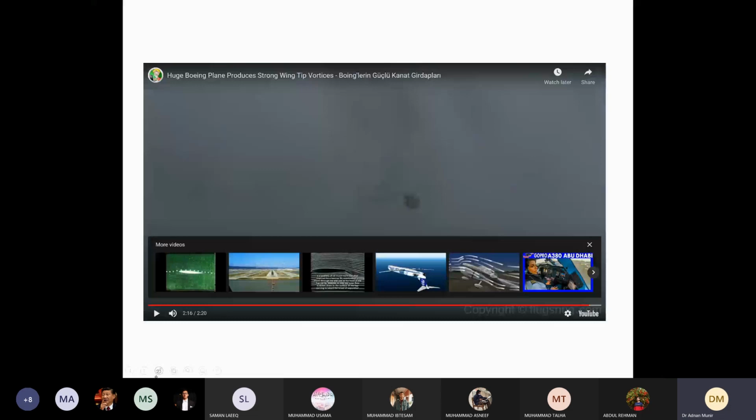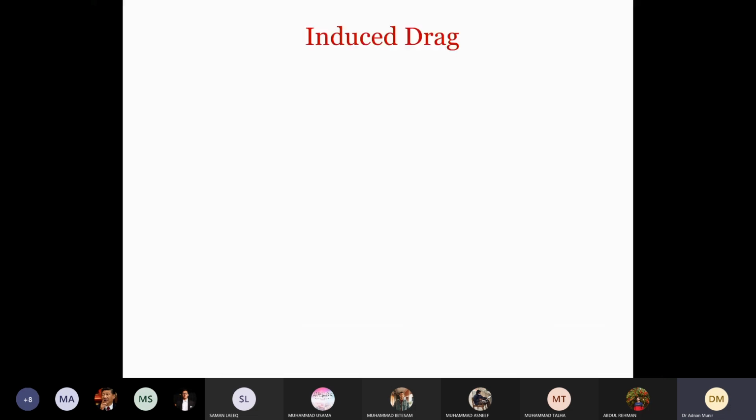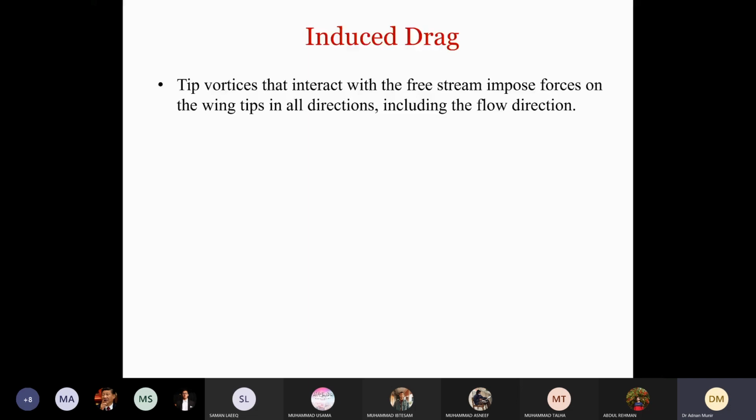So now, what is the effect of these tip vortices? The tip vortices interact with the free stream. So we discussed that we have tip vortices here. So this is incoming flow combining like this, and then we have tip vortices like this. So when these two combine, tip vortices that interact with the free stream impose forces on the wing tips in all directions, including the flow direction. So because of these tip vortices, when they combine with the incoming flow, they generate three-dimensional forces in all the directions, right?